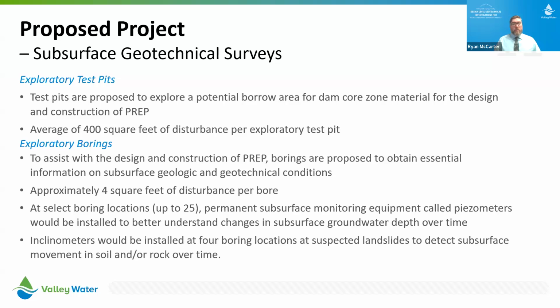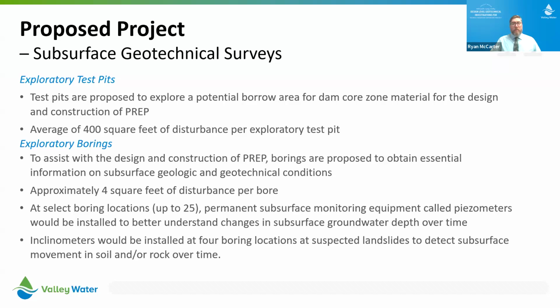And the exploratory borings will be drilled deep to gather information underneath the ground. The approximate disturbance area is about 4 square feet. It's really a hole that's 6 to 12 inches in diameter, drilled down from the surface. And the disturbance is really just at that hole.